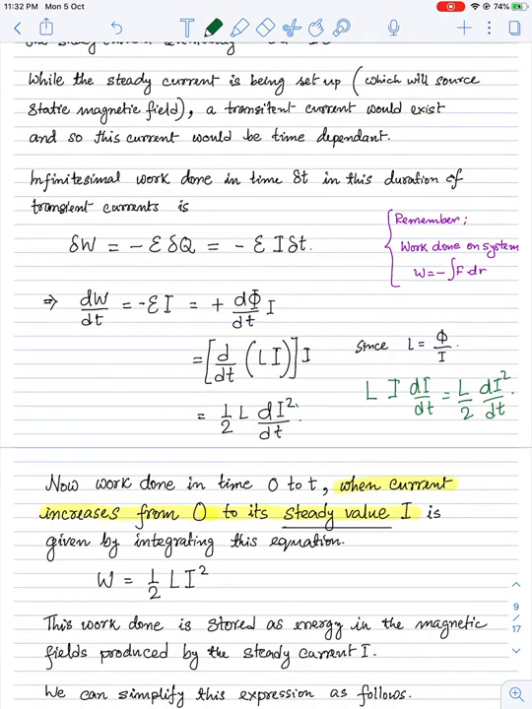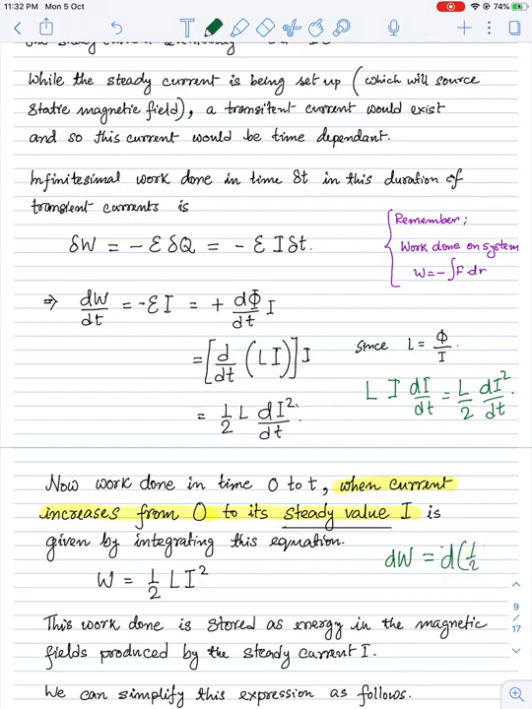And again this half and L I can bring inside the integral and perform an integration in time from 0 to t, let's say, where finally the steady current is set up. That is the idea. So the infinitesimal work done in time delta t is basically this. And now I want the complete work done in setting up the steady current, which is the final steady current. So if you like, we are writing an expression like dW, the infinitesimal work done, is equal to L I di dt.